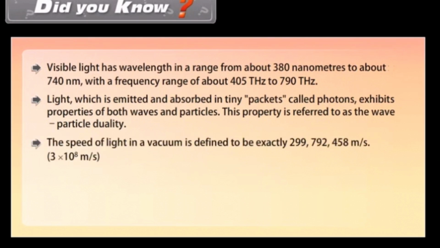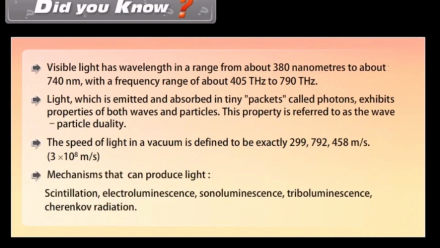The speed of light in a vacuum is defined to be exactly 299,792,458 meter per second, that is 3 into 10 raised to the power 8 meter per second. Mechanisms that can produce light: scintillation, electroluminescence, sonoluminescence, triboluminescence, Cherenkov radiation.